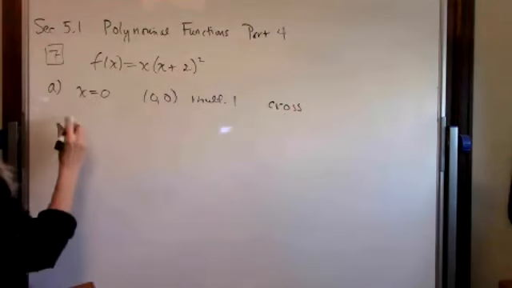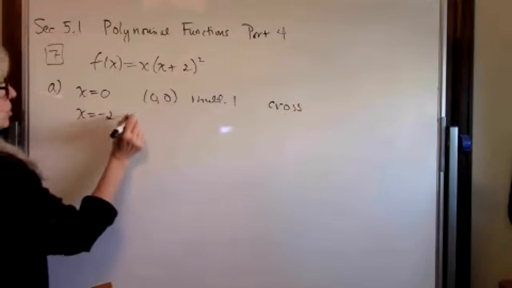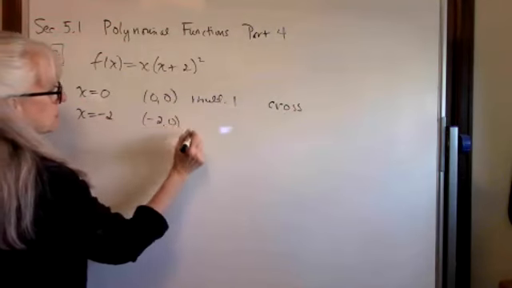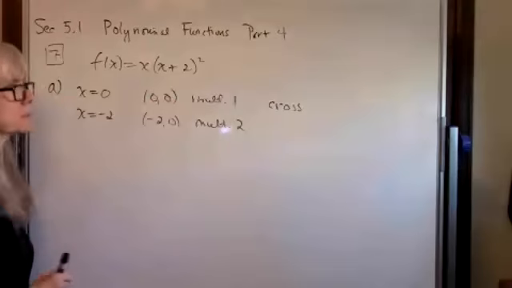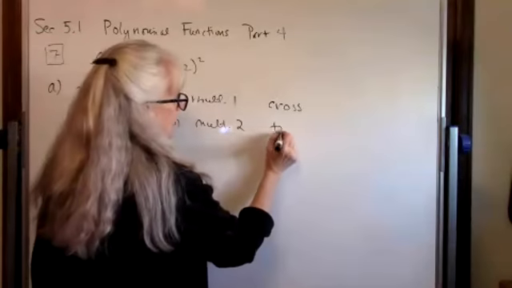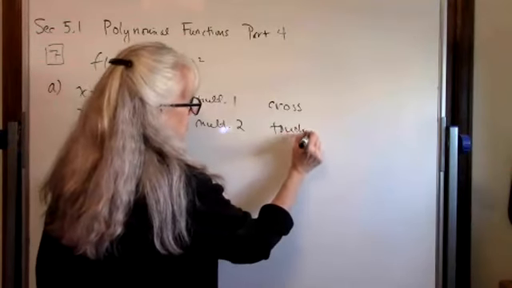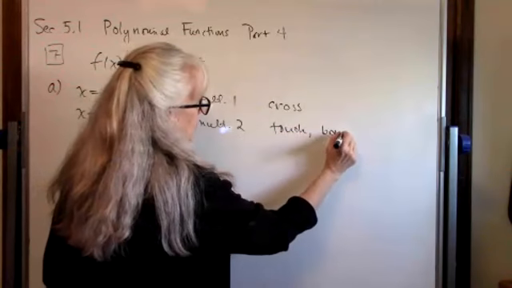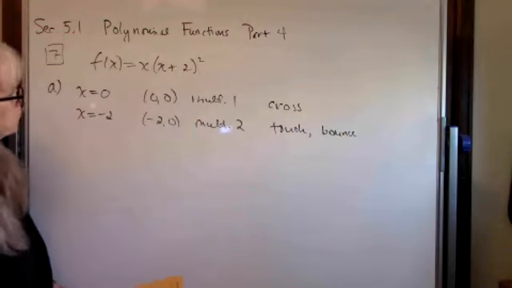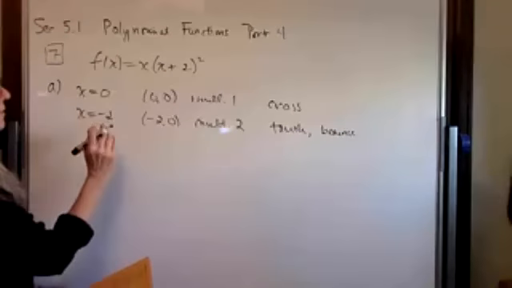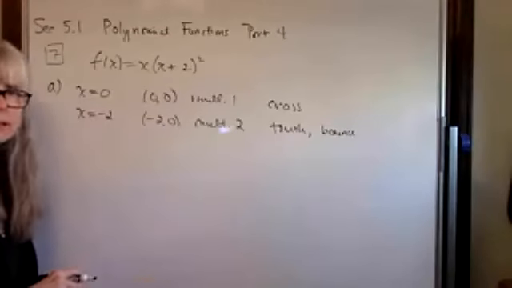Okay, from the other one, we're going to get an x equal to a negative 2. That would be a negative 2, 0. That has a multiplicity of 2. That outside exponent is 2, which is telling me the graph is going to touch or bounce. So touch. I like the word bounce. Your book uses the word touch, but I like bounce. So again, the zeros are 0 and negative 2. As intercepts, they're 0, 0 and negative 2, 0.